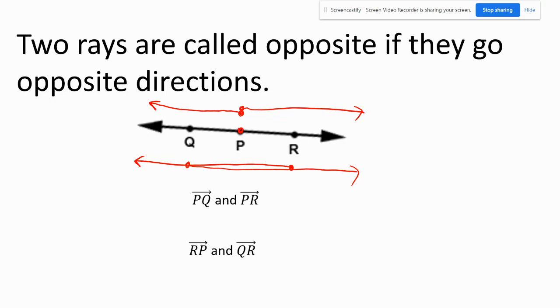To be honest, when it comes to opposite rays, we don't care if they share a point, they overlap, or they might even have a gap in between. All we care about is that they're two rays and they go in opposite directions. I could have a ray here and another ray here. There's a gap in between them, but they go opposite directions, so they will also be called opposite rays.